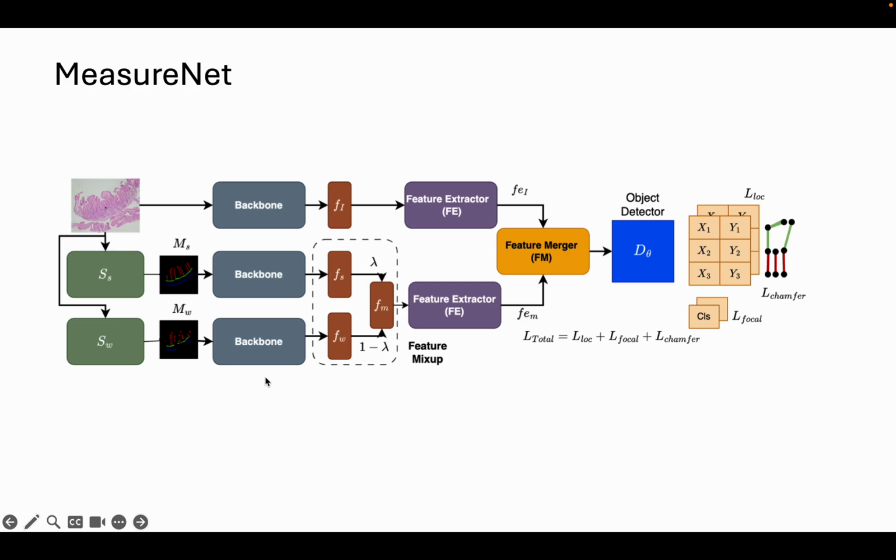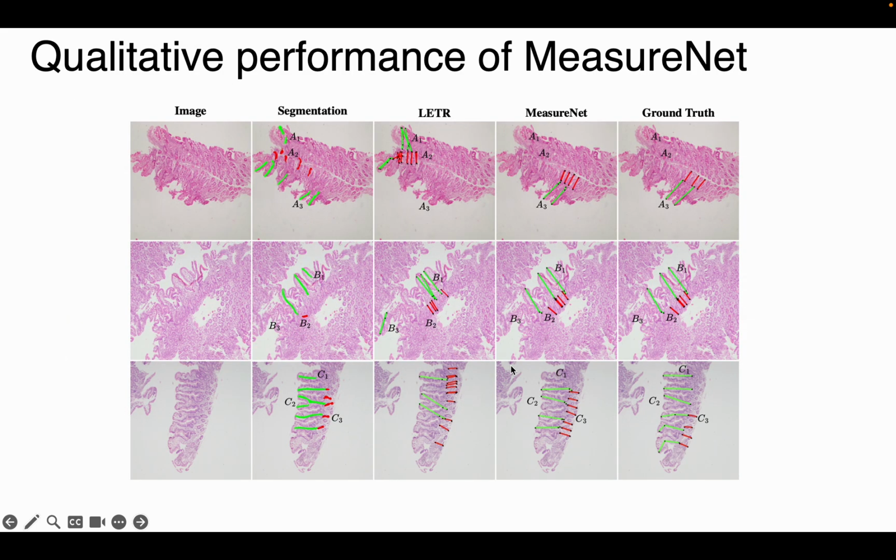So what we do instead is we use two segmentation masks, one coming from a strong segmentation model, the other coming from a weak segmentation model, and we do a feature mix up to get a combined feature representation, and then we feed this information into the feature merger block that merges it with the imaging feature. We observed that using this kind of feature mix up improved the overall performance.